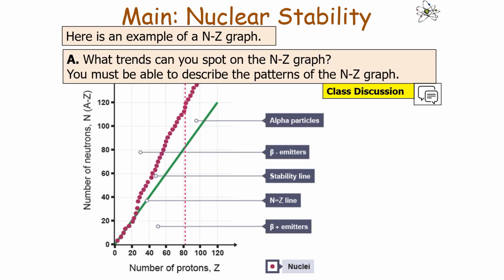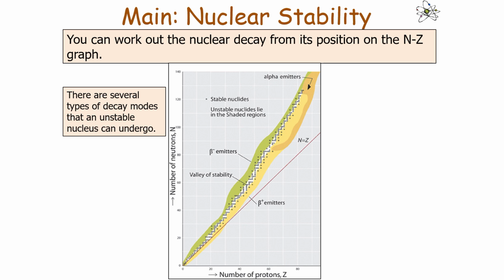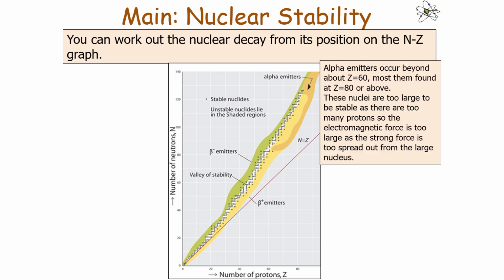So, what trends can you spot on the NZ graph, and where are the different types of emitters of radiation? So you can work out the nuclear decay from the isotope's position on the NZ graph. So there are several types of decay modes that an unstable nucleus can undergo. Now, alpha emitters occur beyond Z equals 60, most of them found at Z equals 80 or above.